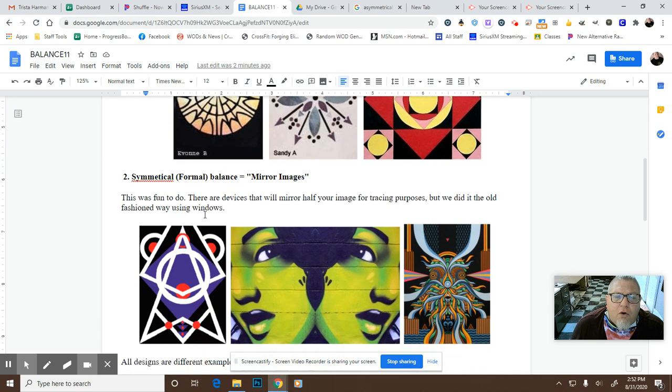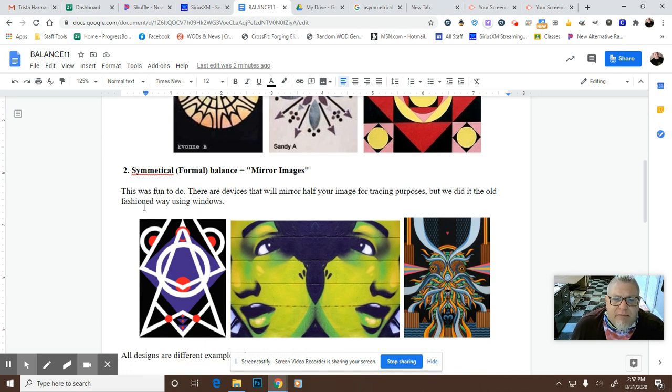Okay. Symmetrical formal balance, however, is like a mirror image. And if you folded it on the vertical line of symmetry on this picture, this side is going to be the same as that side. If you folded it along the horizontal, the top is not going to be the same as the bottom. So it's only using one line of symmetry. Same thing with this image. If you folded it this way, this side's going to be the same as that side. If you folded it from the top to the bottom, the top is not going to be the same as the bottom. It doesn't match up. It uses one line of symmetry.